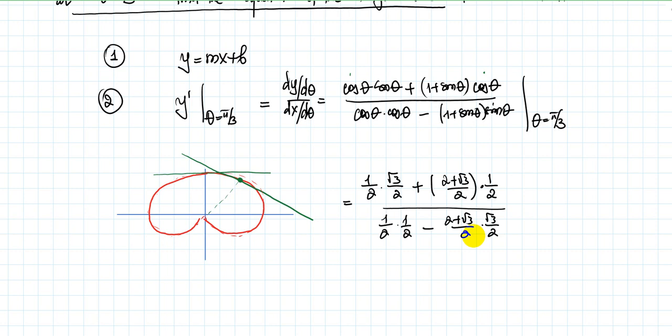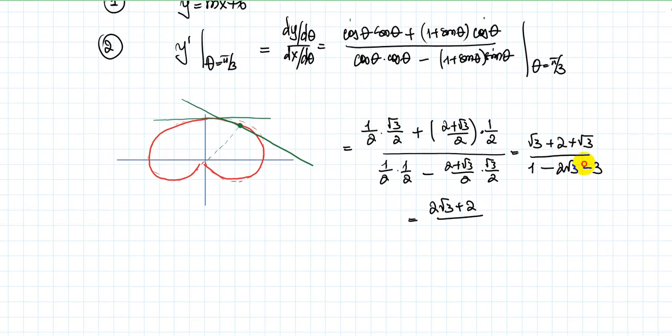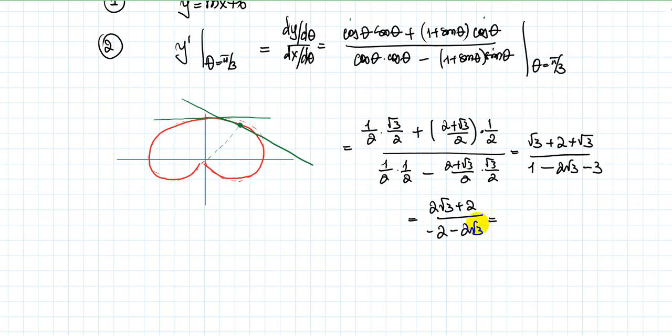Okay, let's do a little bit of simplification. We can multiply all the terms here by 4, right? So it's going to be square root of 3 plus 2 plus square root of 3, divided by 1 minus 2 square root of 3 minus 3. So it's going to be written as 2 square root of 3 plus 2. On the denominator, we're going to have 1 minus 3, which is minus 2, minus 2 square root of 3. What do you think? Does the numerator look like the denominator?